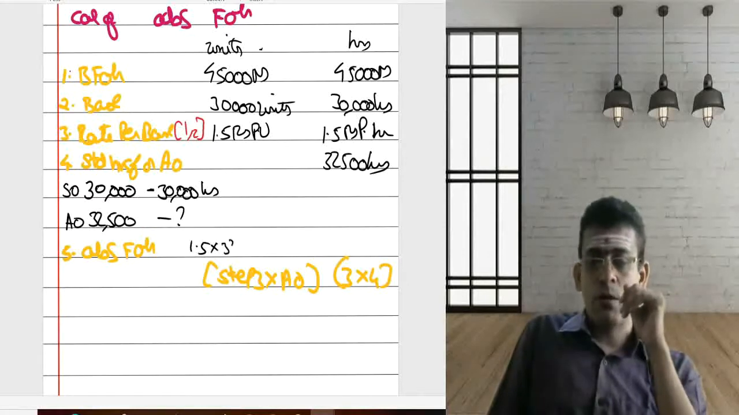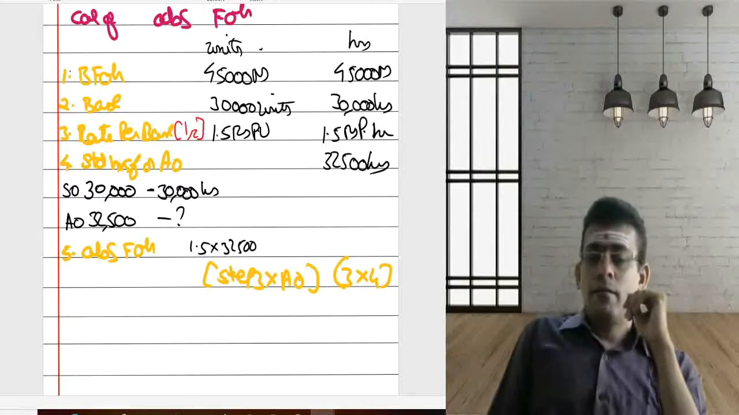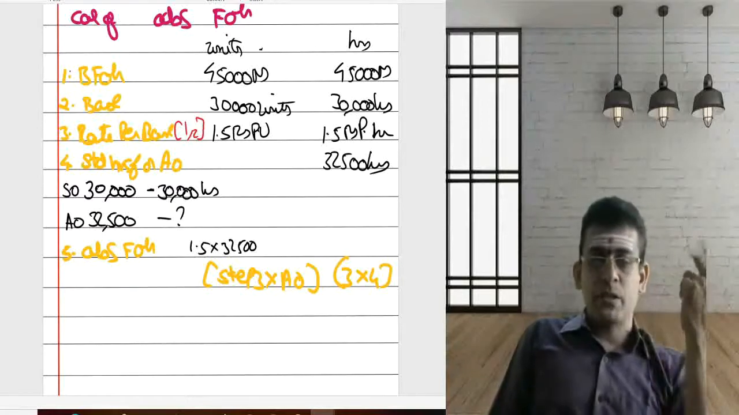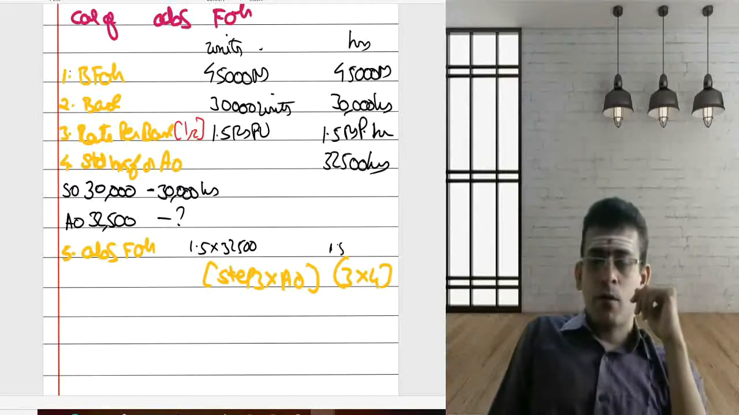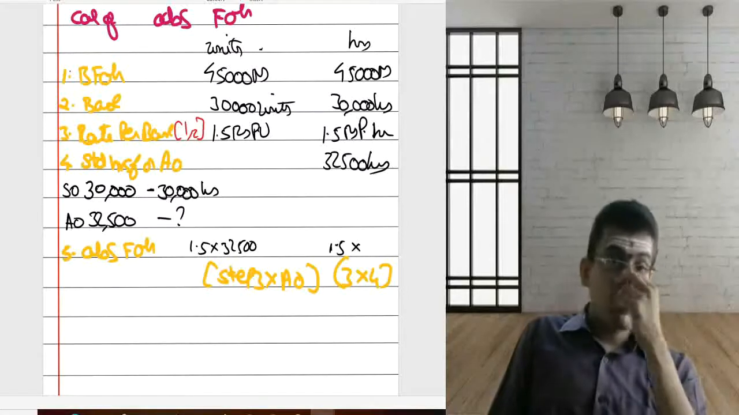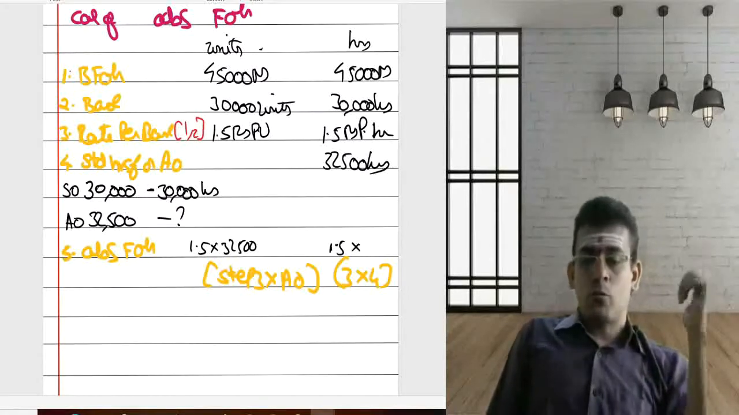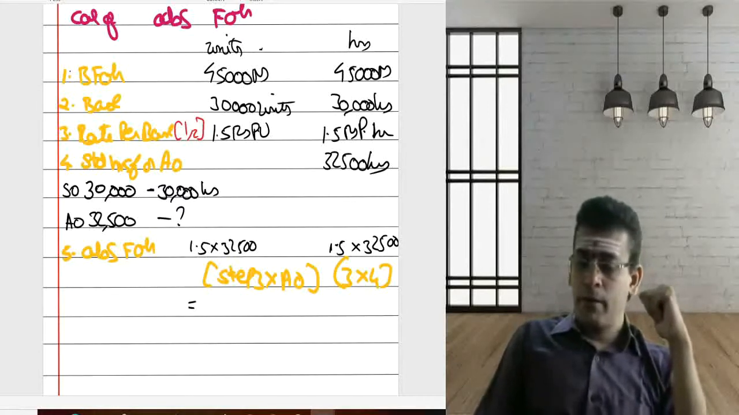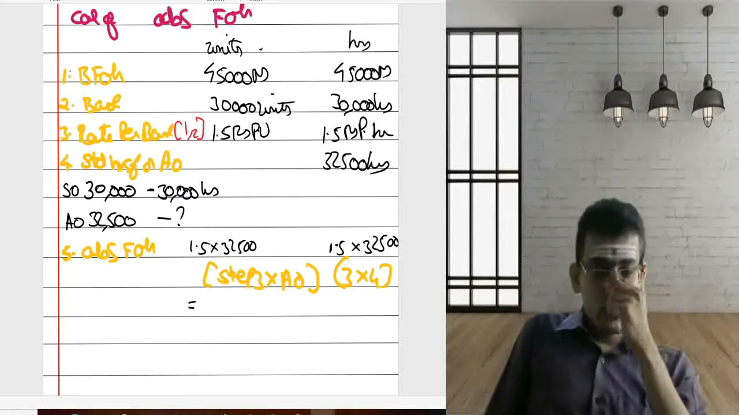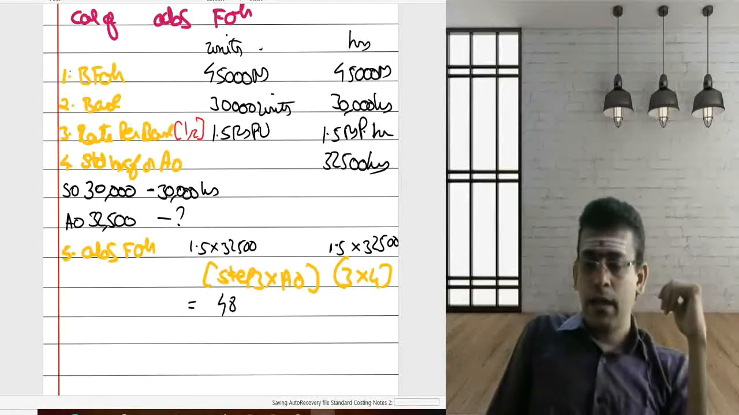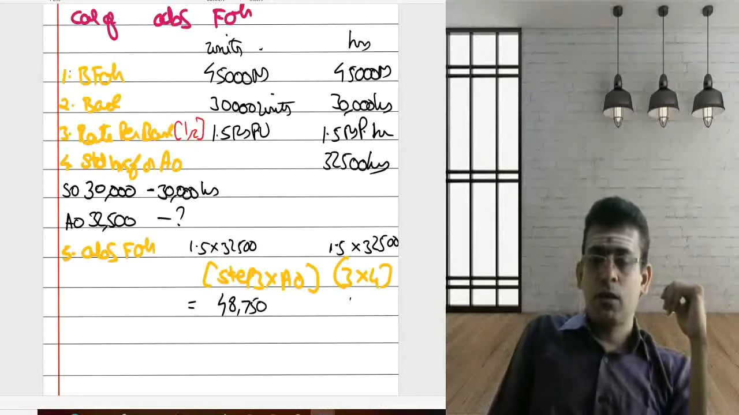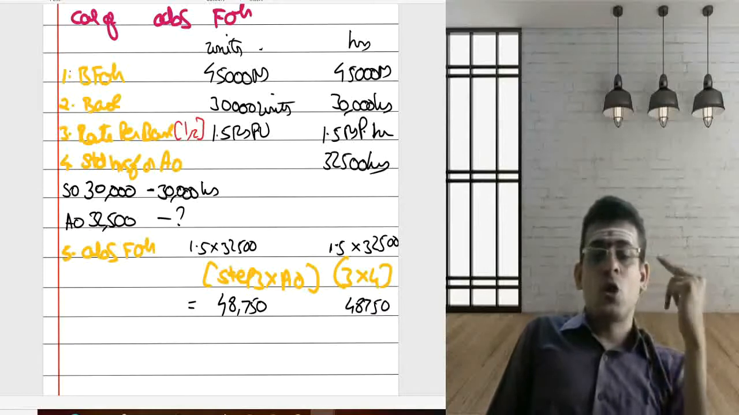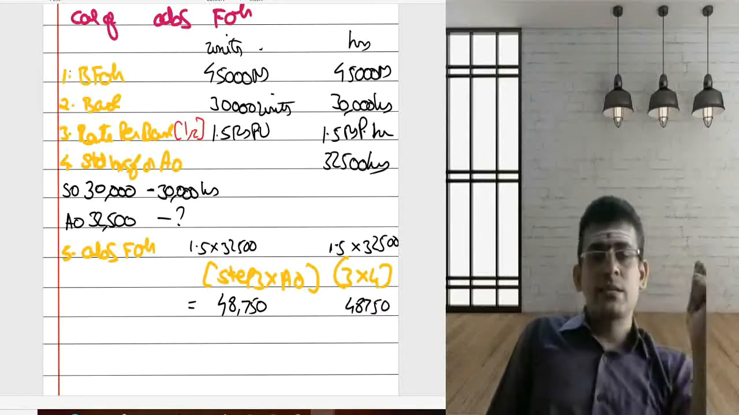What was your actual output? 32,500. When you calculate based on hours, what is step 3? 1.5. 1.5 into step 4. What is step 4? Standard hours for actual output, which is 32,500. So 1.5 into 32,500 is going to give you 48,750. Now you got your absorbed, so you can now easily calculate your cost variance.